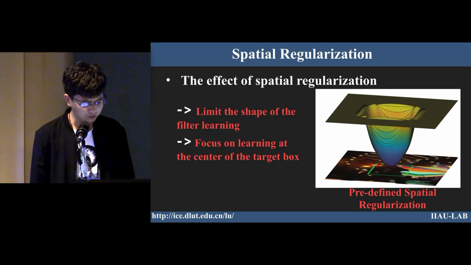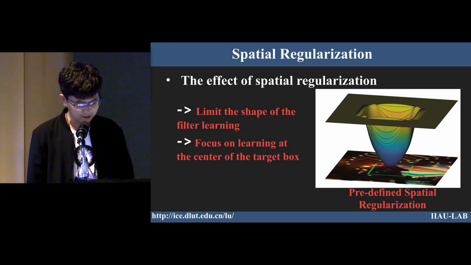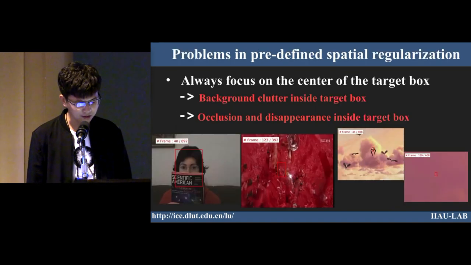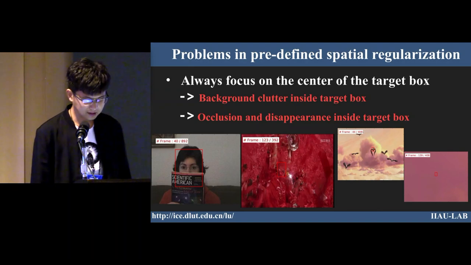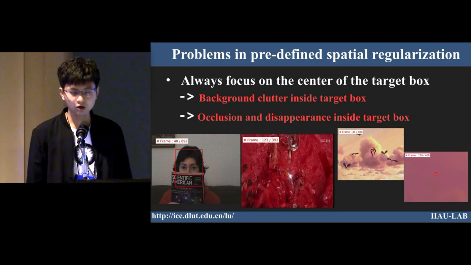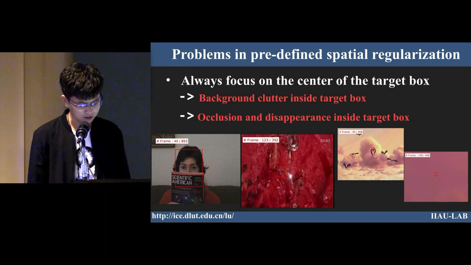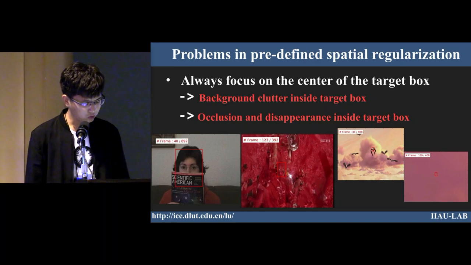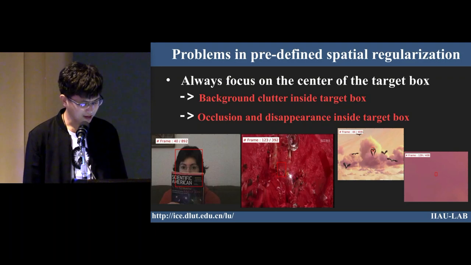But this kind of predefined spatial regularization has some obvious problems. If we use the predefined regularization like negative Gauss, it will always focus on the center of the target box. That is, for the part close to the center of the target box, the learning of the filter is promoted, and for the part farther away from the center, the learning of the filter is suppressed. But in these cases, figure one, occlusion, figure two, background clutter, figure three, disappearance, predefined regularization is not good and even increases the risk of filter drift.